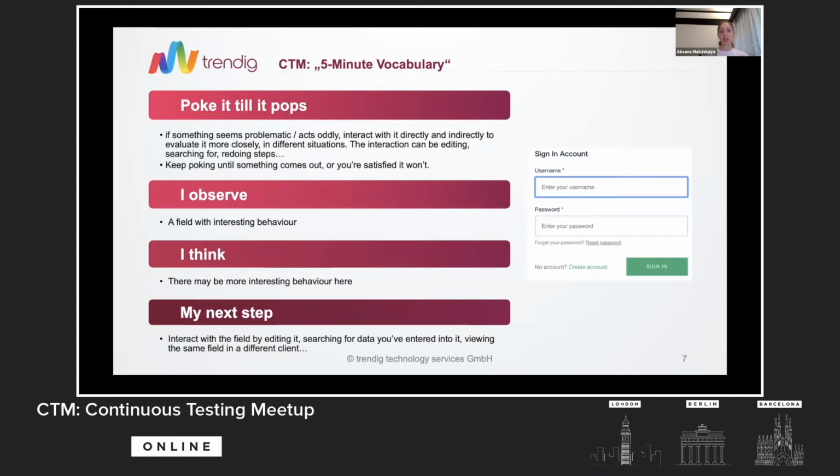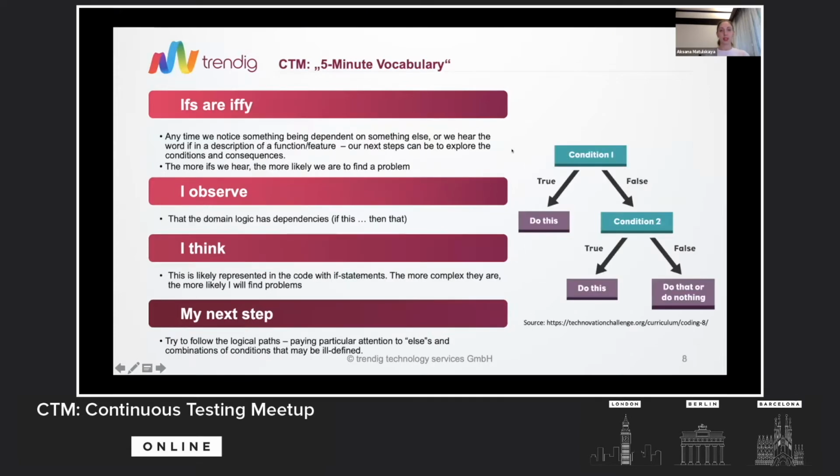You do this until you find something new, something comes out, or you are satisfied with the result that no other errors or issues will be found. So that was the first microheuristic, pocket till it pops. The next one is ifs are iffy. In this case, we speak about ifs, about if conditions.